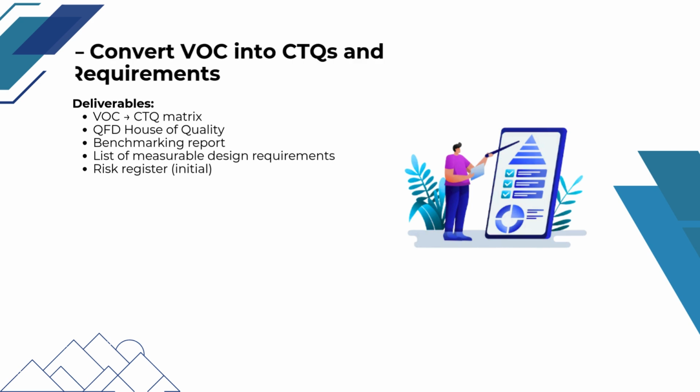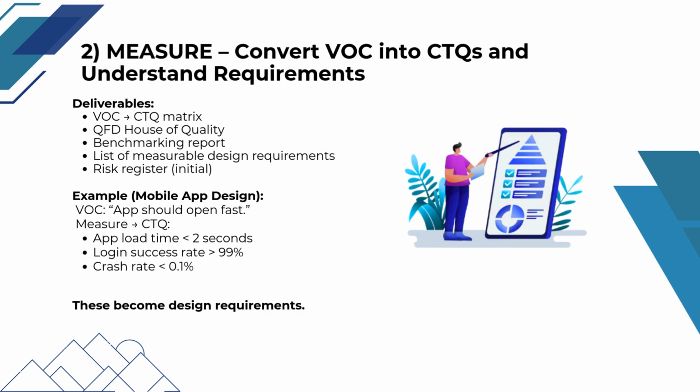metrics. In the Measure phase, key deliverables include a VOC to CTQ matrix, a QFD or House of Quality benchmarking report, a list of measurable design requirements, and an initial risk register.